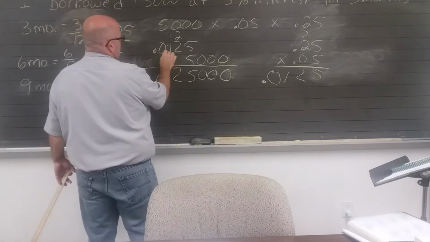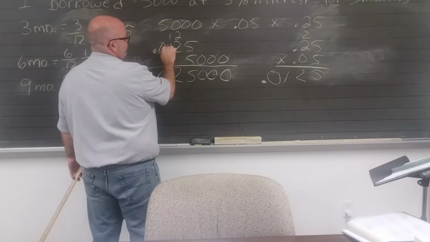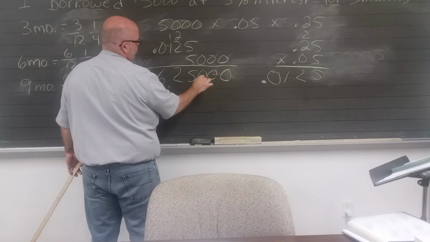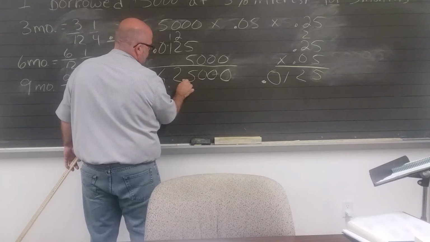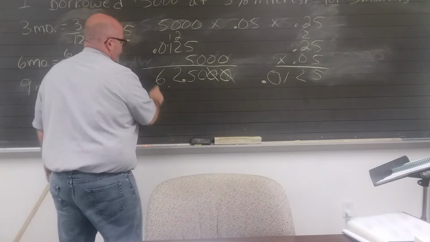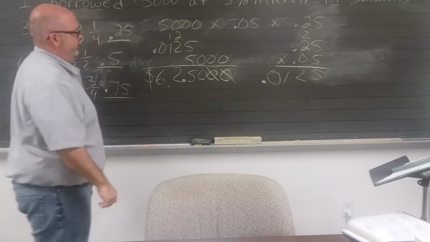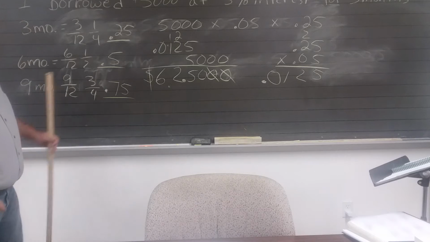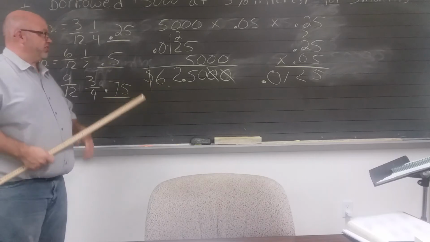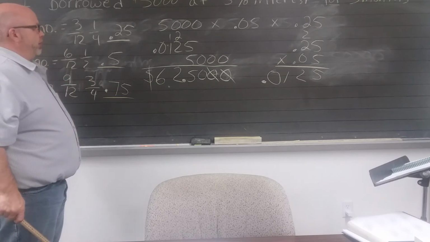Again, you don't need that 0. 1, 2, 3, 4 places after the decimal. These zeros can be dropped. Make sure you have your dollar sign. And you're paying $62.50 interest on that problem.